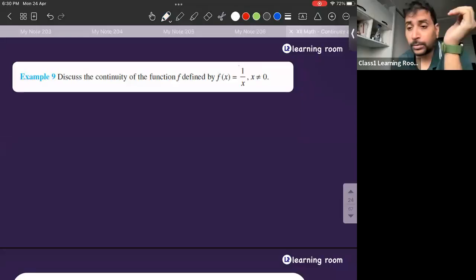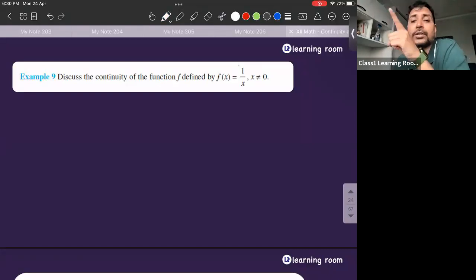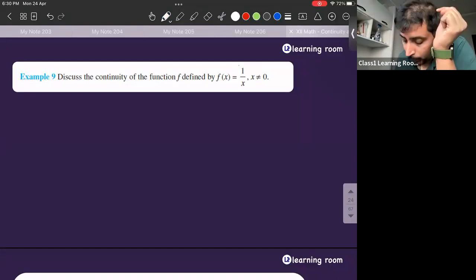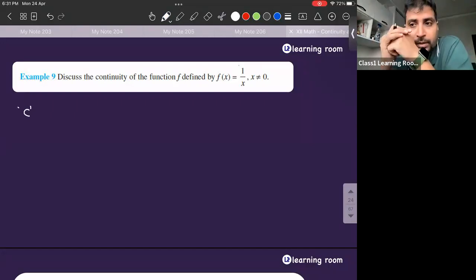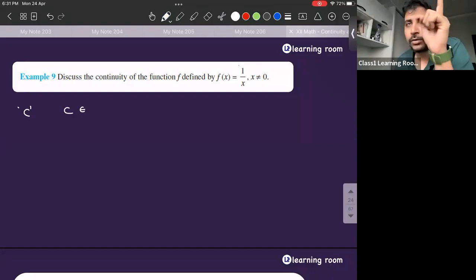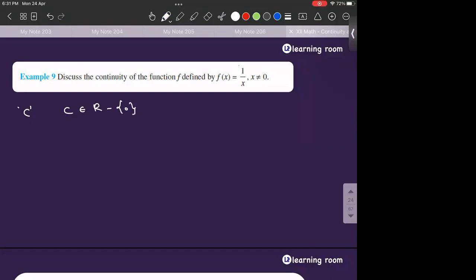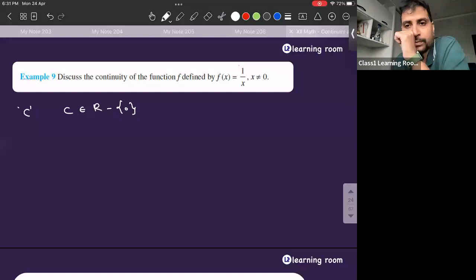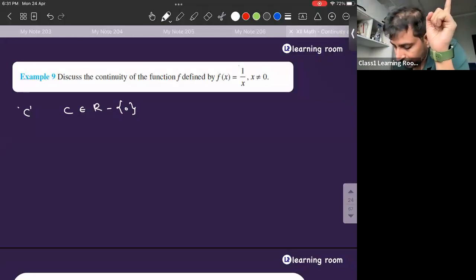How to do this problem? Discuss the continuity of the function defined by f of x. So what will you do? You will consider a number C, a real number, and then take the limit. Correct yourself, it's not real numbers. It's real numbers other than 0, except 0, because in the question itself they have given x is not equal to 0. Whenever fractions are there, check where the denominator will become 0, and eliminate that from the real numbers.